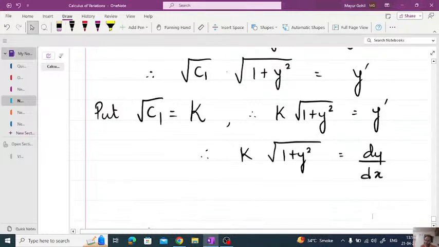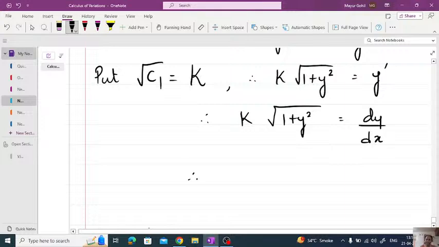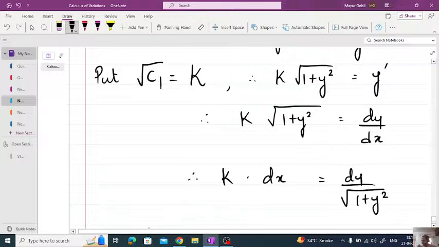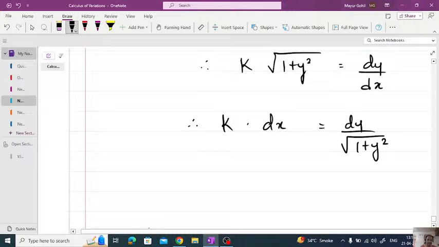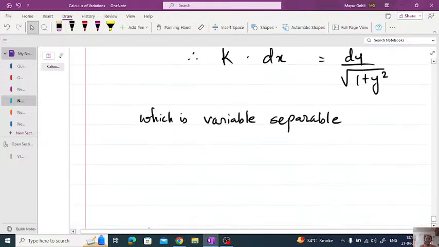This is a differential equation. So how do you do? This is variable separable. So capital K into dx is dy by square root of 1 plus y square, right? So you have this over here. Now this is variable separable. Having said that this is variable separable, what do you get here?